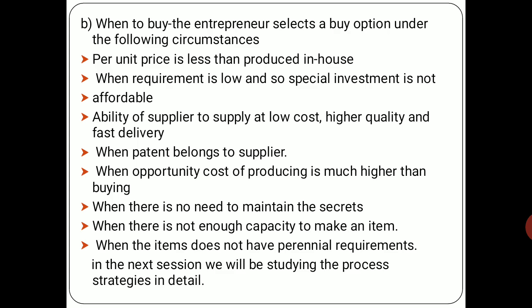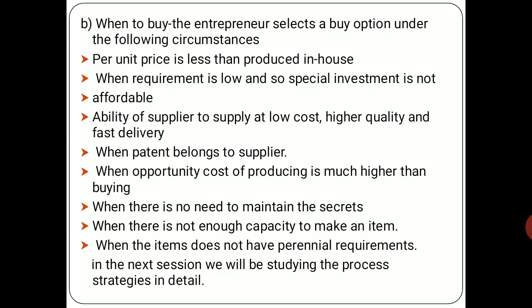When the opportunity cost of producing is much higher than buying, that means if producing something is really costly, then get it from outside, because that opportunity cost, the foregone cost, has to be considered. When there is no need to maintain secrecy, the product is very common in nature, and multiple suppliers are there in the market, then there is nothing secretive about the product. It doesn't matter whether you are producing or getting it from suppliers.